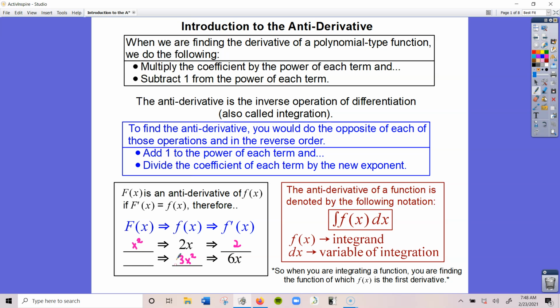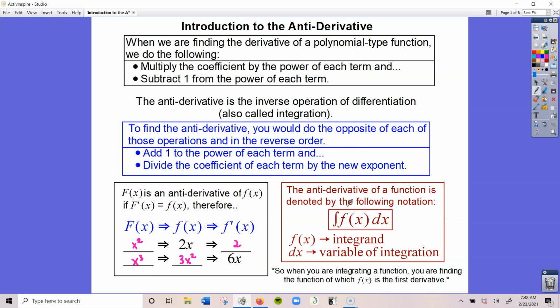And if you integrate this function, we would have to add 1 to the exponent, so 3x to the third, and then divide by the new exponent, which gives us x to the third. So you kind of see how this works. The derivative of x to the third is 3x squared, and the derivative of 3x squared is 6x. So we're essentially just working backwards.